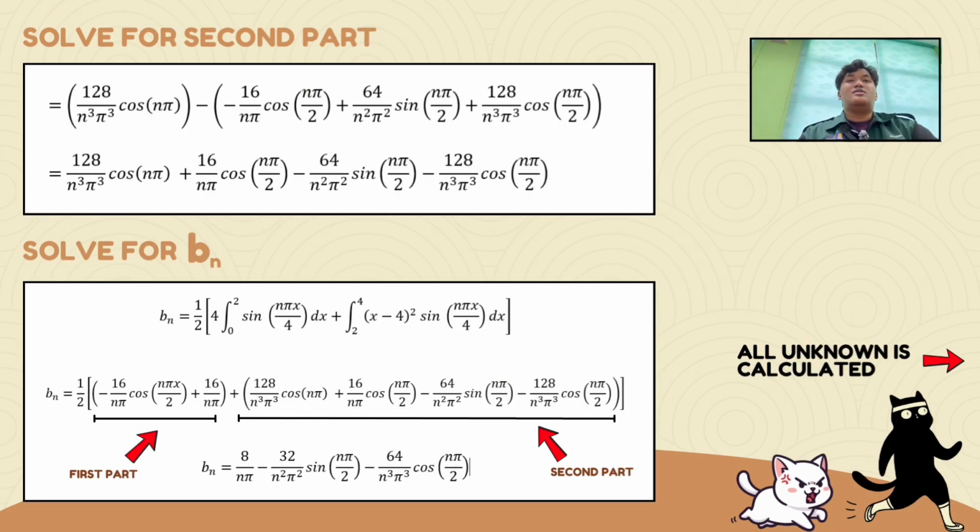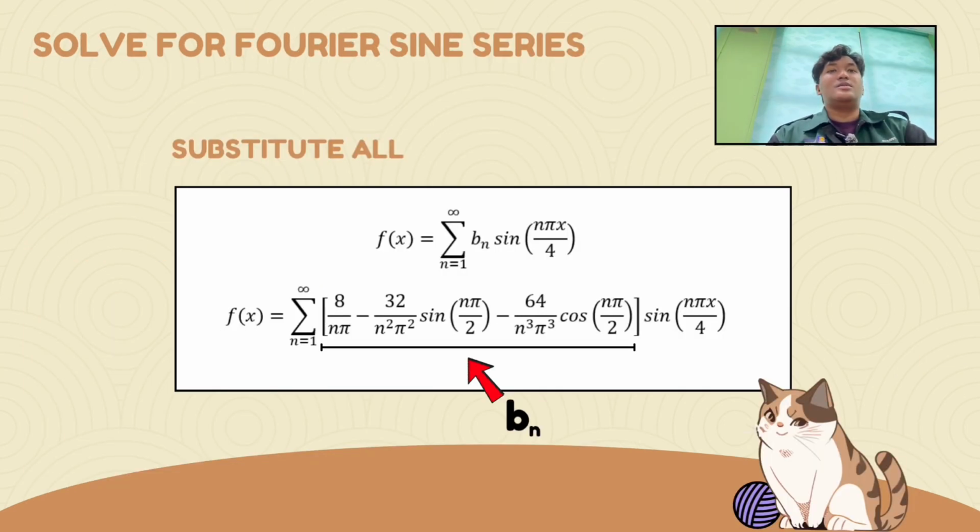Since we already solved the second part, we can solve for the bn. We just need to substitute the first part and also the second part, since we already solved them, and we got the bn. Since the unknown is calculated, we can solve for the sine series. After substituting the calculated bn, we got the Fourier sine series, and that solves task 2. We continue with task 3.